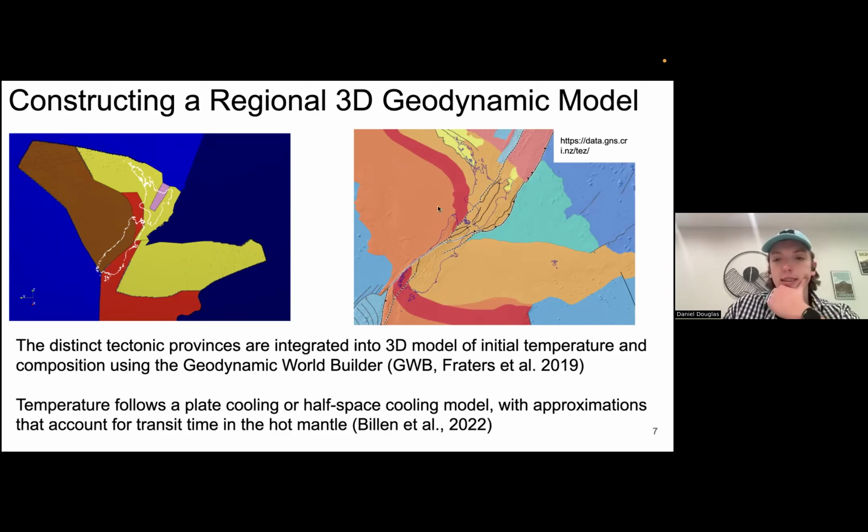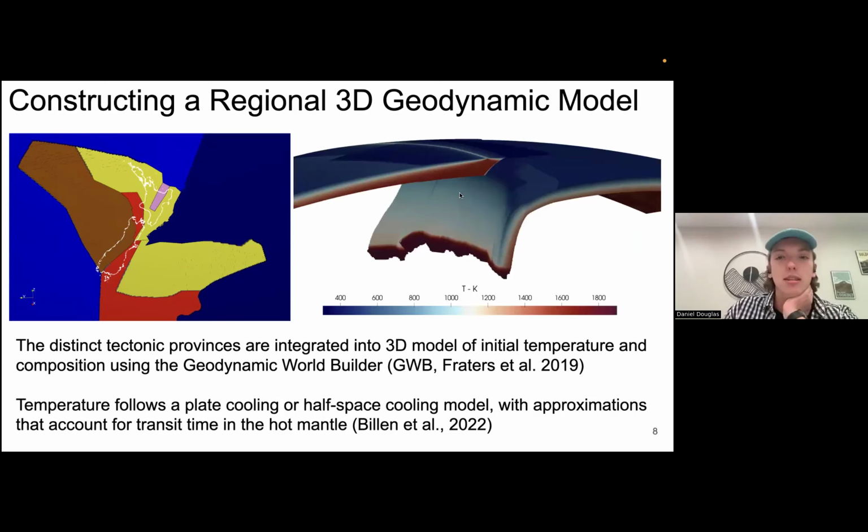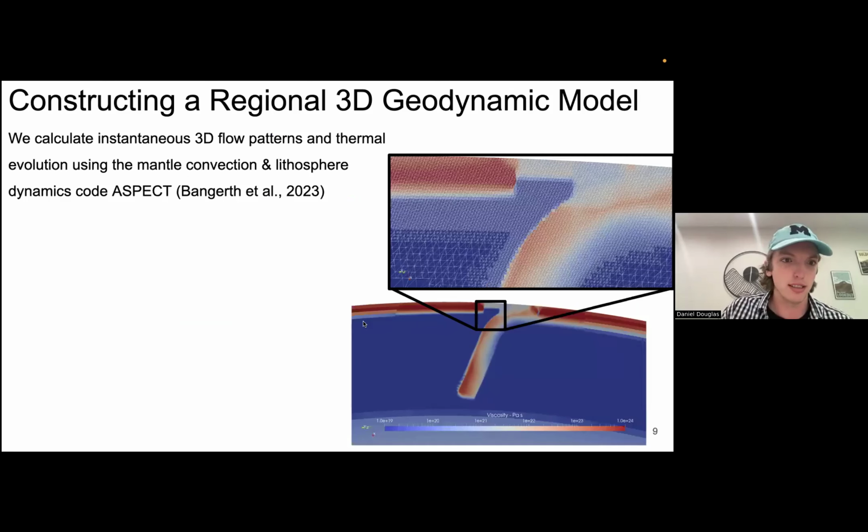The temperature in our slab, which is here, this is a 3D image of the slab, follows a plate cooling or half-space cooling model with an approximation that accounts for transit time in the convecting mantle. And this is in the WorldBuilder, and this is a reference to Magali Billen's AGU poster where she presented this. And then we take that WorldBuilder initial condition and we put that into ASPECT, and we calculate an instantaneous solution to the Stokes and advection equations.